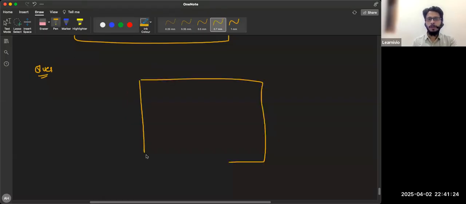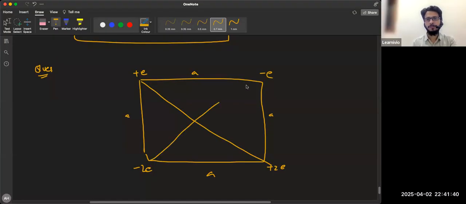So say you have a square. On each vertex of the square, you have charges plus E, plus 2E, minus 2E. Each side of the square is A. This is the center of the square, the point O. This is some point A here. This separation is A by 2. You're supposed to calculate potential at O, potential at A, then work done in carrying an electron from O to A.